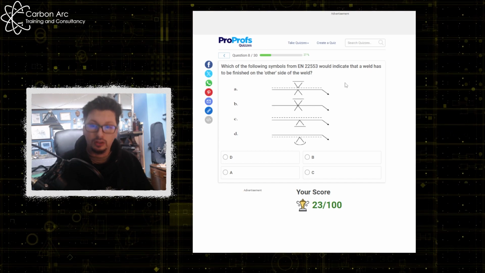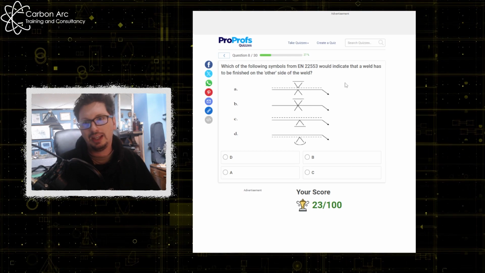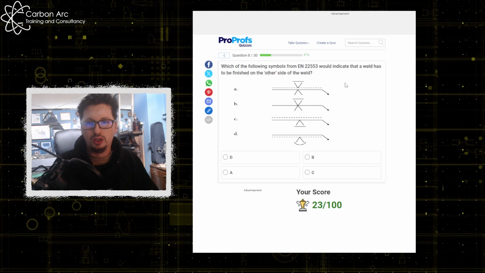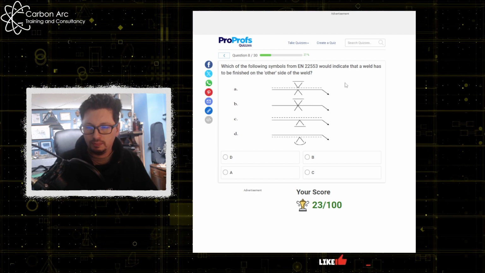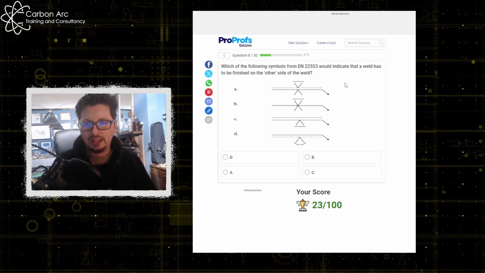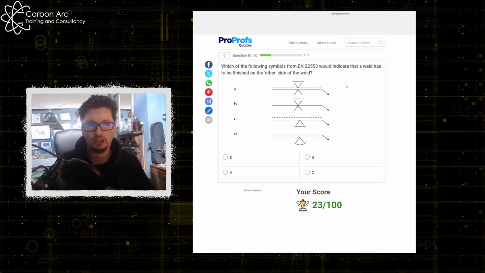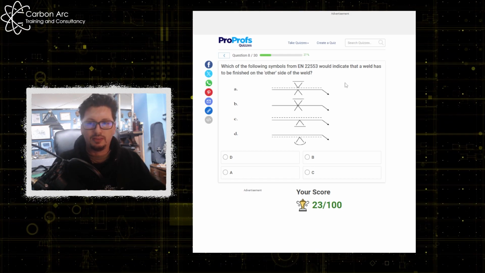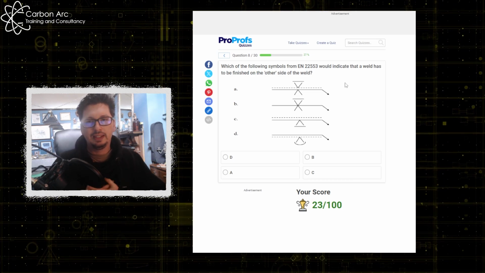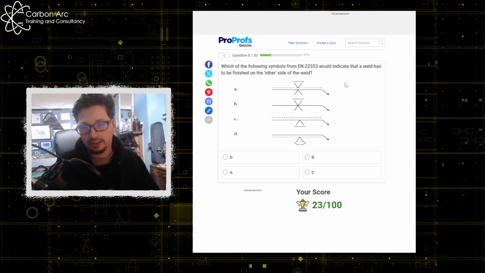Okay, drone symbol question. You can make these more complicated in your head than what they should be. Work through them step by step. Which of the following symbols from EN 22553 would indicate a weld has to be flushed on the other side of the weld? So with weld symbols, we always have an arrow line and then our reference line. Within EN, the other side is the dotted line.